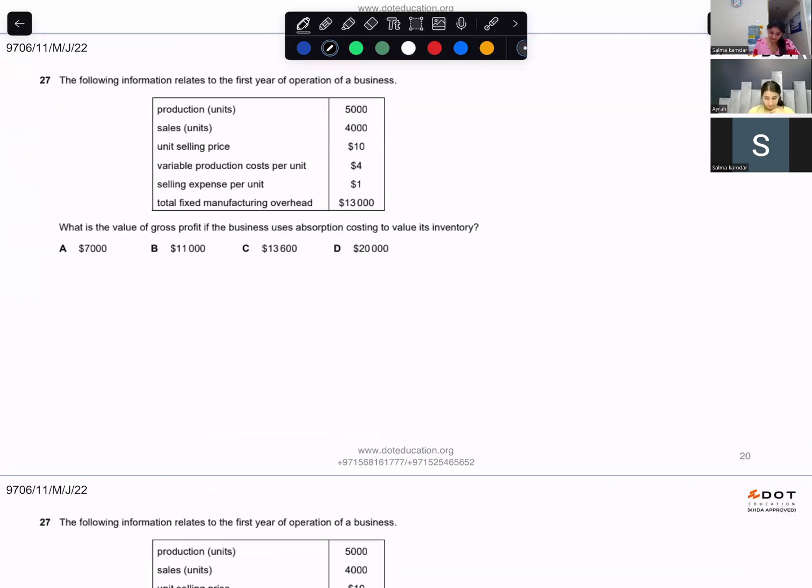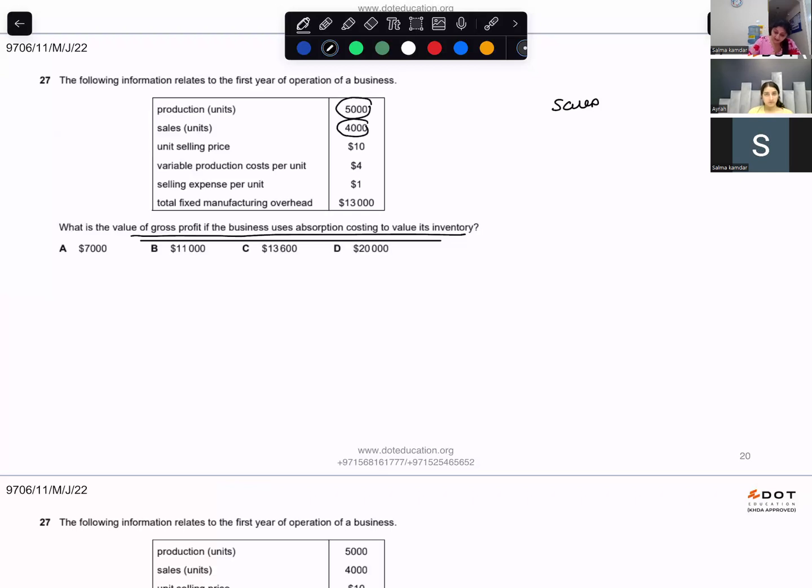What do they want from you? The value of gross profit if the business uses absorption costing to value its inventory. When you're using absorption costing, that means you're using the total cost. That means sales minus cost of sales. Your units produced and units sold are different. You produce 5,000 units, but you've sold how many units? 4,000. What you can do is directly find it for 4,000 units.